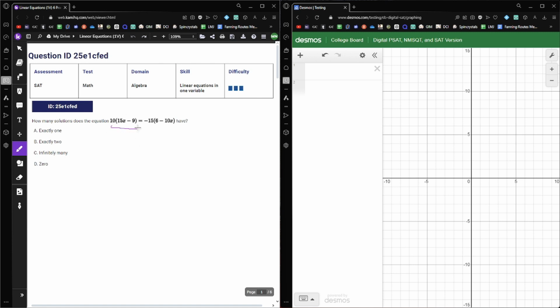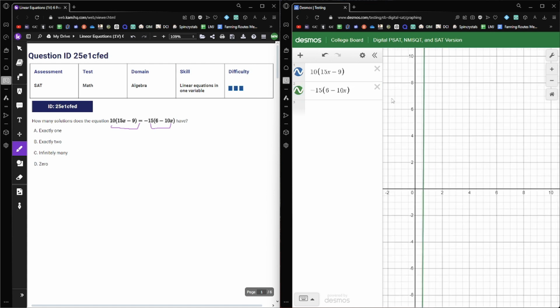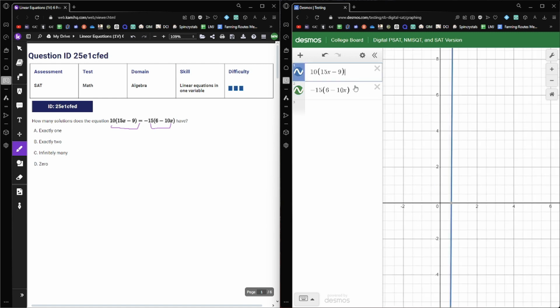This side is going to be your first row, and this side is going to be your second row. So just the left and right sides of the equal sign. So 10 times 15x minus 9, and negative 15 times 6 minus 10x. And if we go ahead and look here, wow, they're the same line. That's crazy, man. So if you remember, if they're the same line, that means they have infinite solutions. So our answer is C.